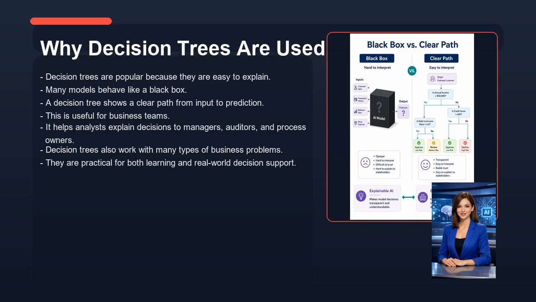Now let's look at why decision trees are used. Decision trees are popular because they are easy to explain. Many models behave like a black box. A decision tree shows a clear path from input to prediction. This is useful for business teams. It helps analysts explain decisions to managers, auditors, and process owners. Decision trees also work with many types of business problems. They are practical for both learning and real-world decision support.